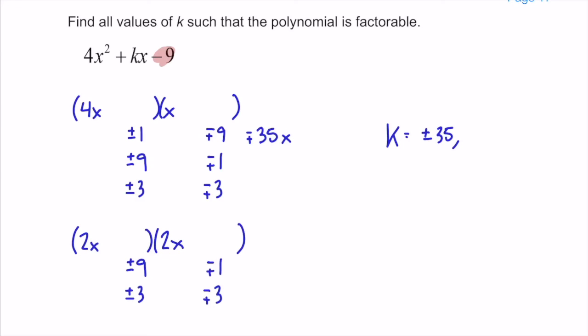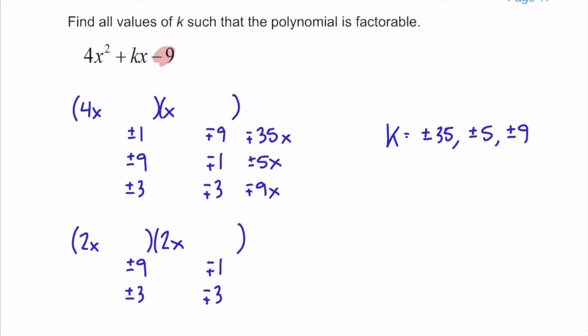The next one, 4 and 1 multiply to make 4, 9 and 1 multiply to make 9. The difference between 4 and 9 is going to be 5. So I'm going to get plus or minus 5x. So I got plus or minus 5 for my k values. And then with the 3 and the 3, 4 and 3 make 12, 1 and 3 make 3. The difference of 12 and 3 is 9. So I'm going to have minus or plus 9x, which means I can add plus or minus 9 to my k value list.